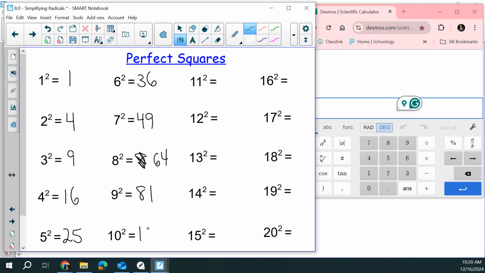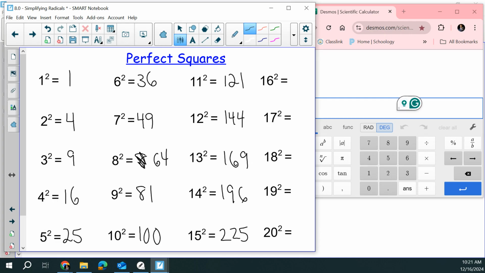81. 100. Most of the time when we're simplifying radicals, these are the perfect squares that we're going to use. You could keep going. Sometimes you may run into these higher perfect squares, but most of the time it's going to end up being the smaller perfect squares, like the ones I just went over. 121 is a perfect square, 144 is a perfect square, 13 squared is 169, 14 squared is 196, 15 squared is 225. We'll write all these down on our paper to make sure that you have them all.